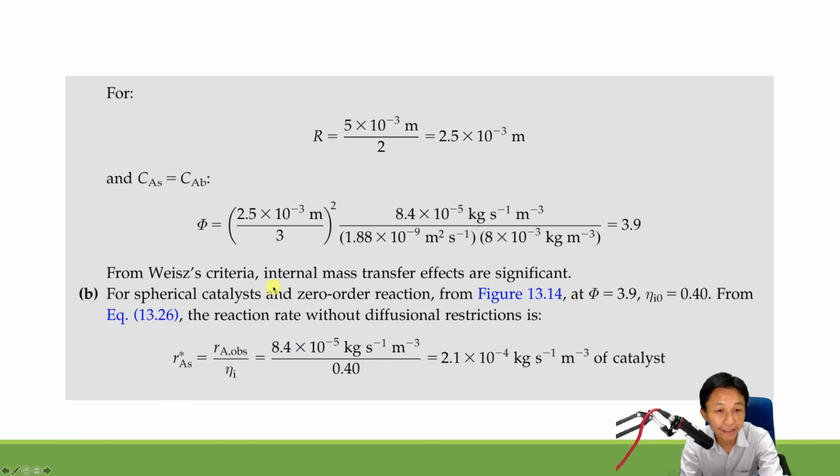It said significant. We need to check this one. So this is significant, and this is the rate without diffusion restriction, this one.